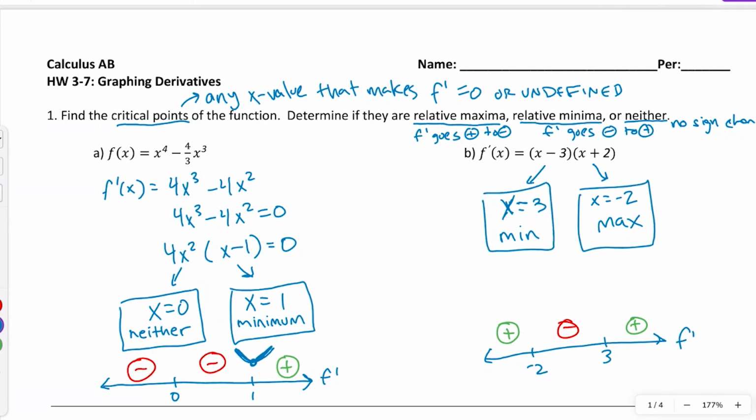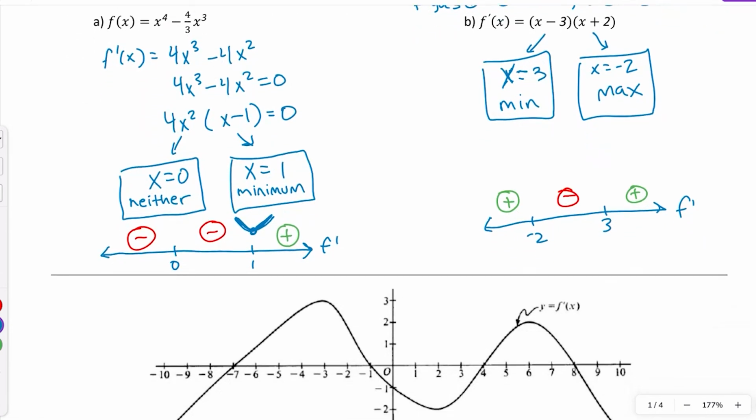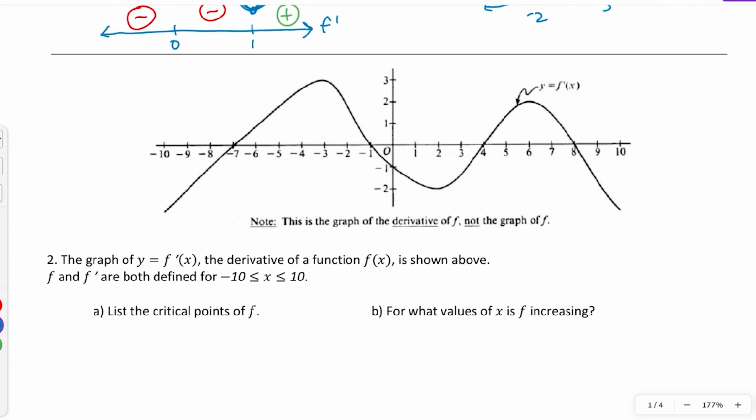All right, so there's A and B. Number 2 has a graph of f prime here. It says the graph of f prime, which is the derivative of f, is shown above. f and f prime are both defined between -10 and 10. A says list the critical points of f. So critical points of f are going to be places where f prime is either 0 or undefined. Looking at the graph, I don't really see any places where it's undefined, but we do see locations where it is 0. So we're going to pick up -7, -1, 4, and 8. Those are going to be our critical points of f.